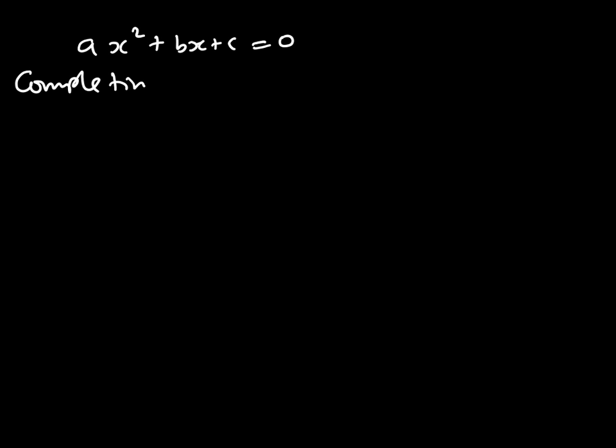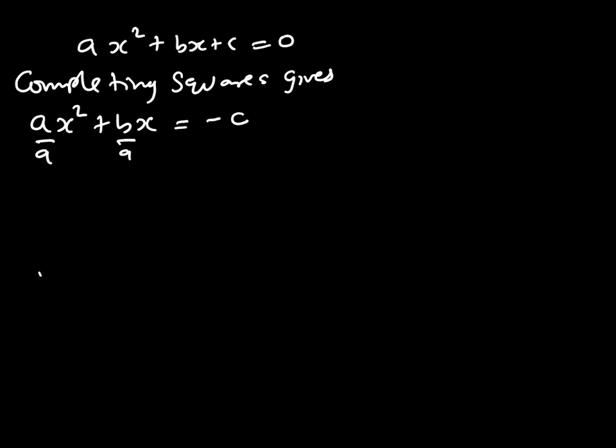Completing squares, okay, gives, we said the first step in completing squares is take the constant term on the right-hand side. You have ax squared plus bx is equal to negative c. So next step, divide everywhere through by a. You end up with x squared plus b over a of x is equal to minus c over a.